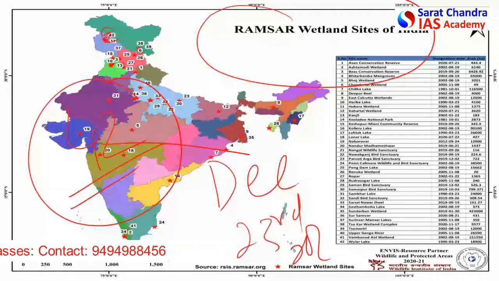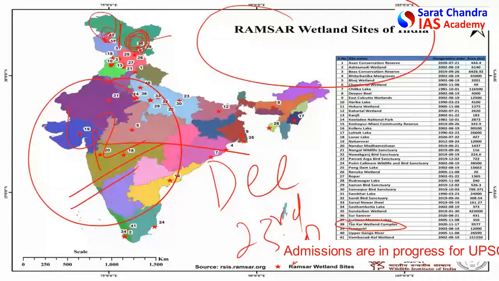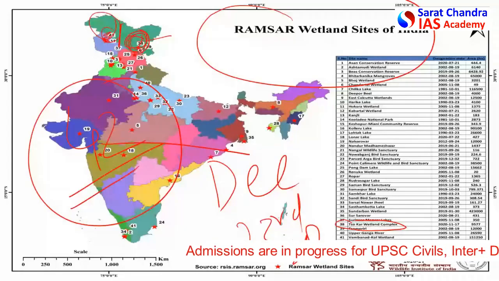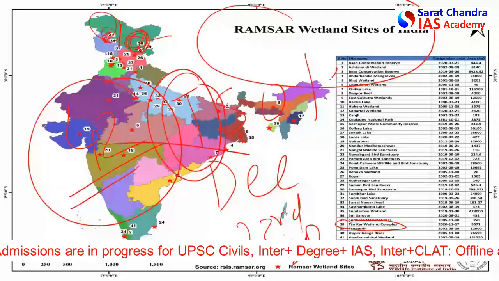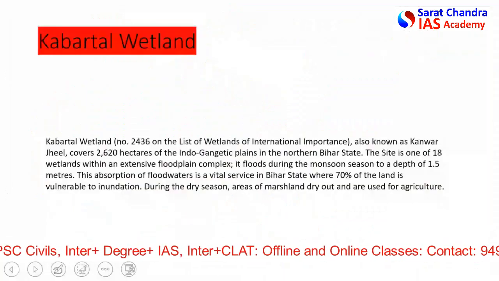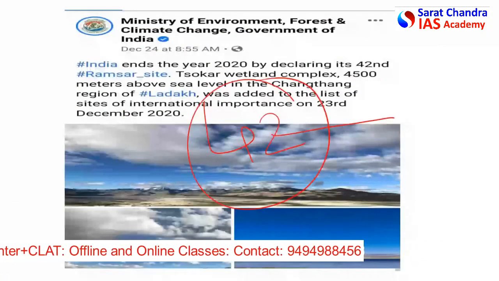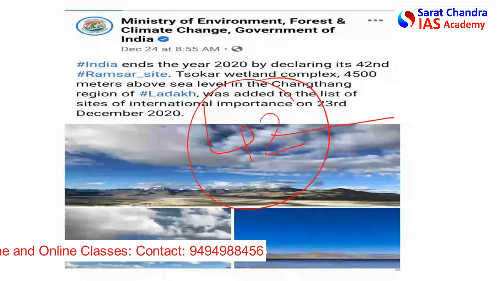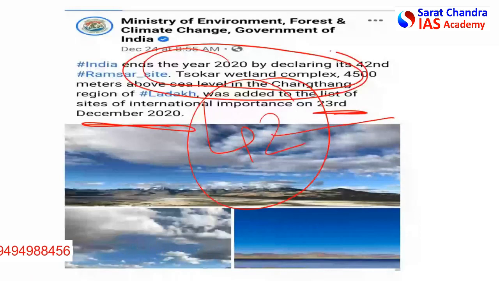Tsokar Wetland Complex is in Ladakh, because Jammu and Kashmir is divided into two union territories, one is Jammu and Kashmir, another one is Ladakh. The number is just a number, don't worry. The 42nd wetland site is called Tsokar, T is silent. There are 42 wetland sites in India, and the 42nd was declared on 23rd December 2020. Very important. That is the Tsokar wetland complex.